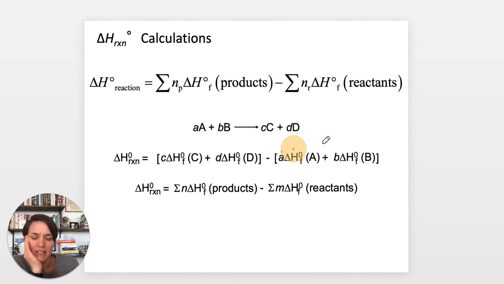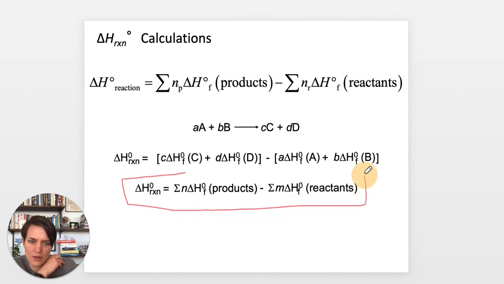Would be our delta H of formation, and A is going to be whatever that species is. Right, so we're going to take that delta H of formation and multiply it by the number of moles that we have, is basically what that breaks down to. So this is kind of our summation equation. We call it summation because this stands for sum of.